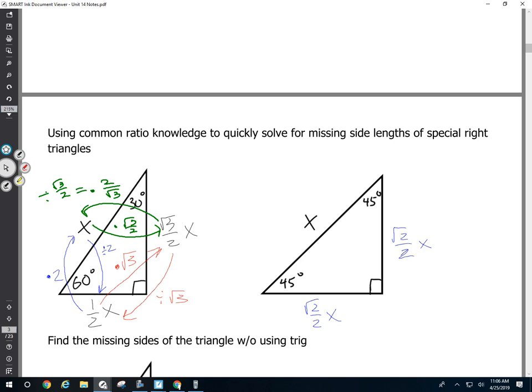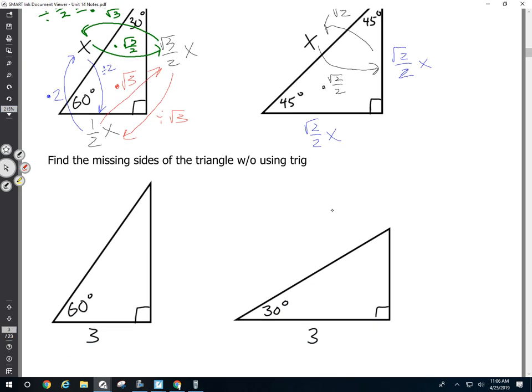To get from one of the side lengths to x, we would divide by root 2 over 2. That's the same as multiplying by 2 over root 2. If I go from that way to the other way, well, it's just times root 2 over 2. Let me show you what I mean by that.